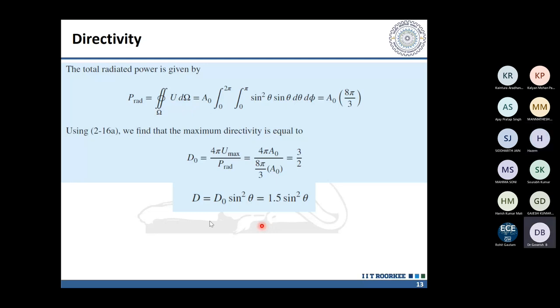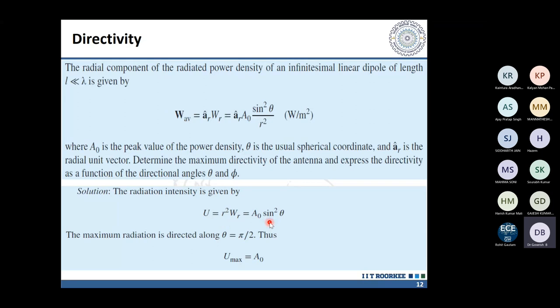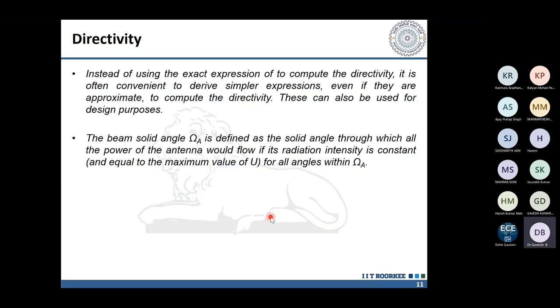Okay, so you're asking why in some examples we take sine square theta and in some examples we take sine theta, right? Exactly, professor. Yes, the difference comes from the beam angle.